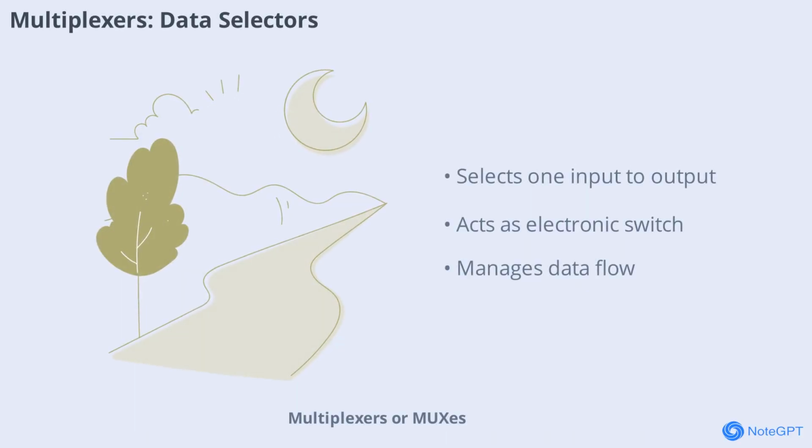Multiplexers, or MUXes, are circuits that select one of many inputs and send it to the output. They act like electronic switches, allowing data from different sources to be routed through a single line. Multiplexers are used in communication systems, computers, and many other digital devices to manage data flow efficiently.